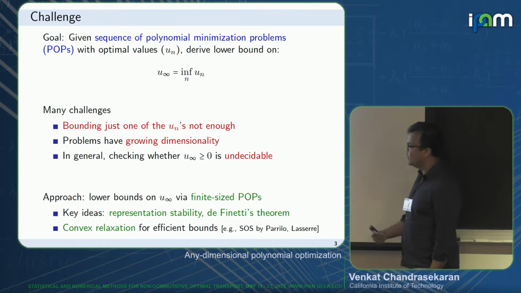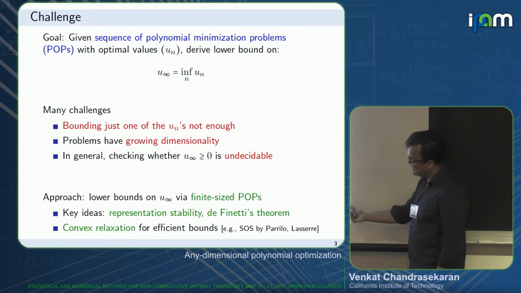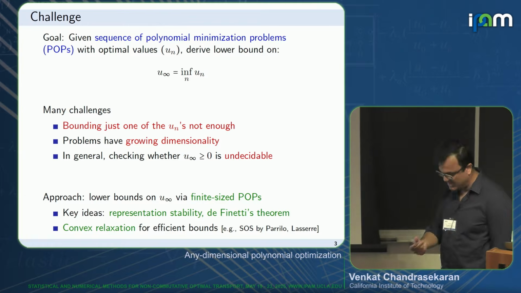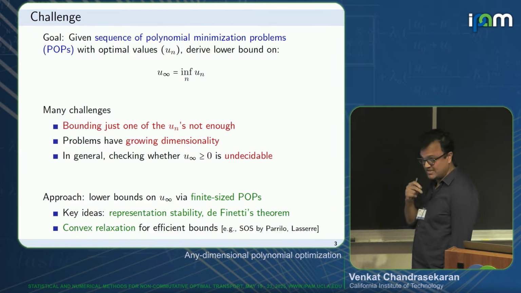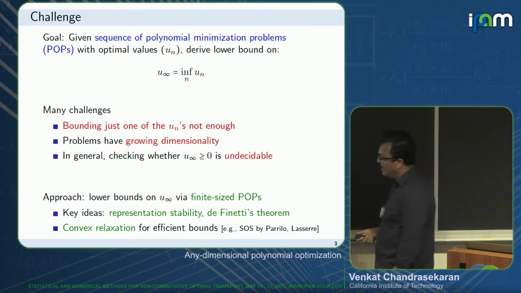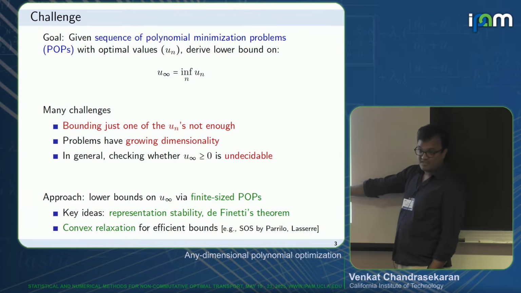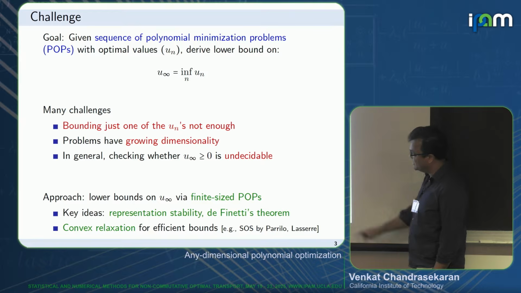And the key ideas that will play a role are this phenomenon recently discovered in the representation theory and algebraic topology literature called representation stability. And surprisingly to us, a link with de Finetti's theorem from probability. Okay, so these are the two key ideas that will play a role in achieving this agenda.